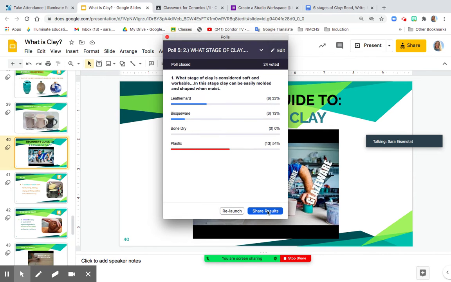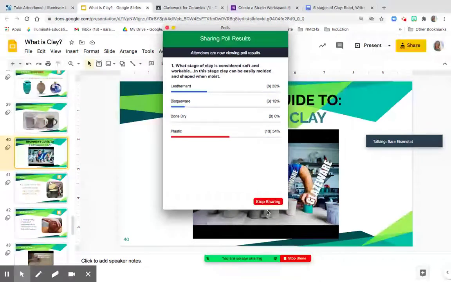All right, so I'm going to share the results of this one. The correct answer, 50% of you got this right, is plastic. Stage 2, clay is plastic. It's got a high content of alumina. It's fresh out of the bag. You can easily mold it and shape it when it's moist and wet.